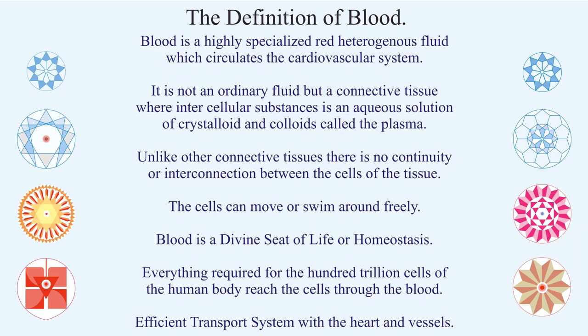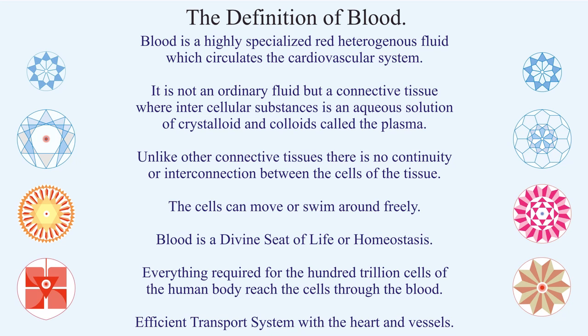Now let's understand blood completely. First and foremost, let's have the definition of blood very clearly. Blood is a highly specialized, red, heterogeneous fluid which circulates in the cardiovascular system. It is not an ordinary fluid but a connective tissue where the intercellular substance is an aqueous solution of crystalloids and colloids called the plasma.